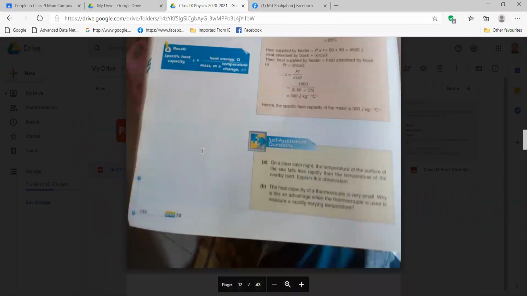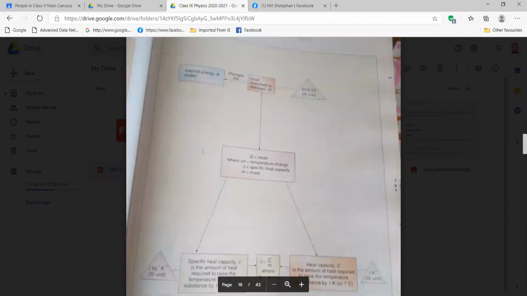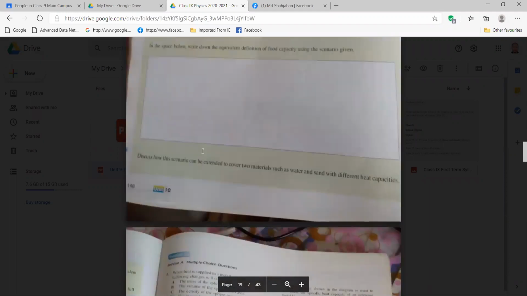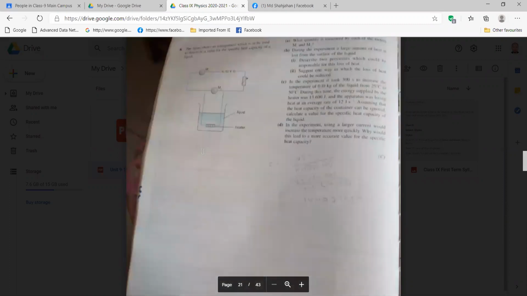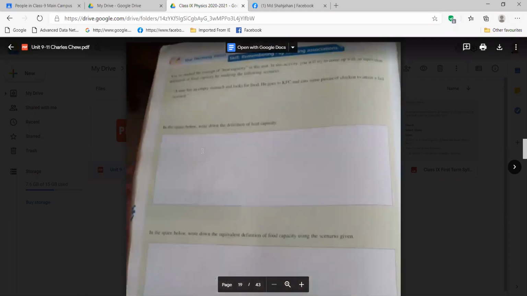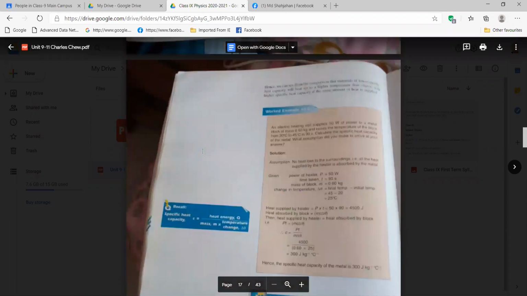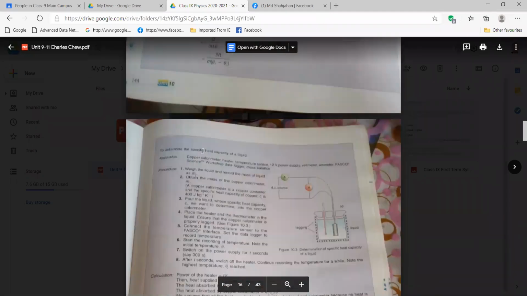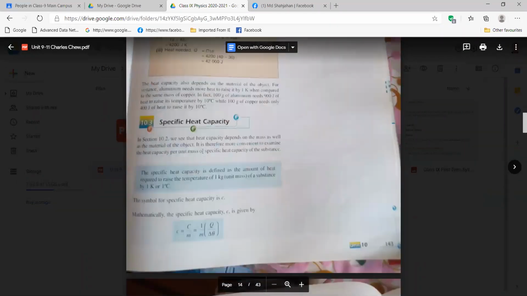Okay, tell. Sir, specific heat capacity is the amount of heat required to raise the temperature of an object of 1 kg by 1 Kelvin or degree Celsius. Other things are the same. Only one difference is here. There, the whole mass is mentioned. There we use the whole object.